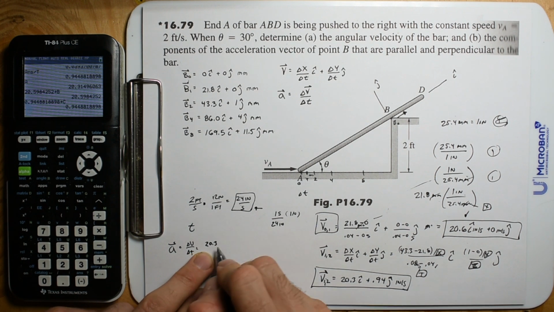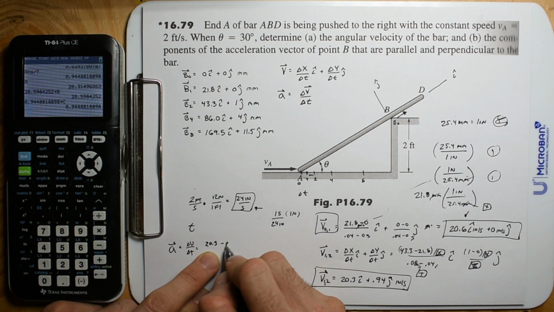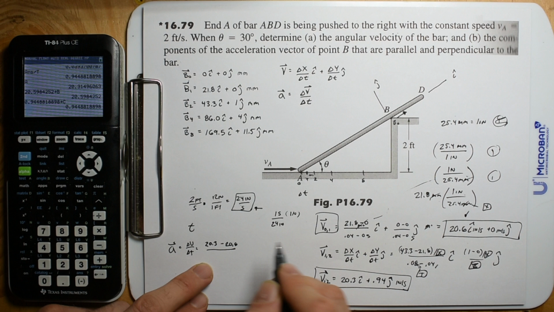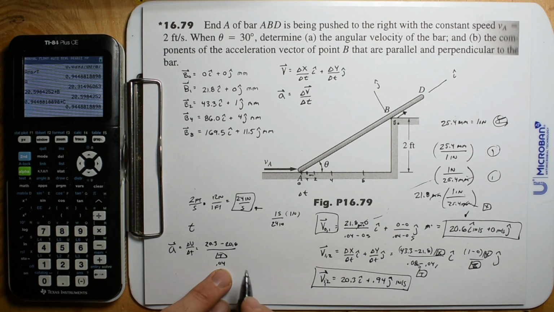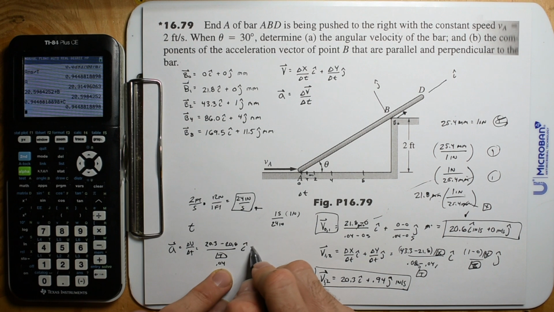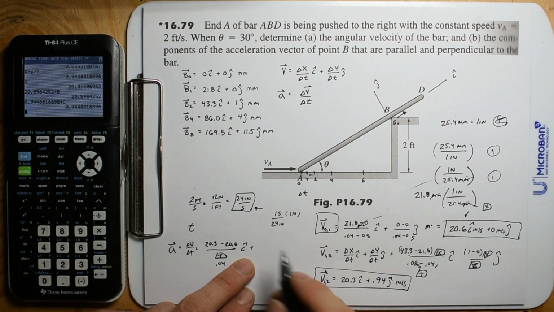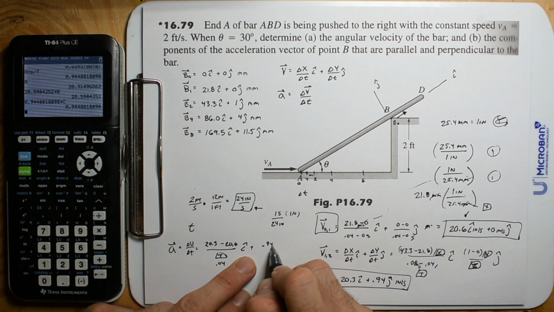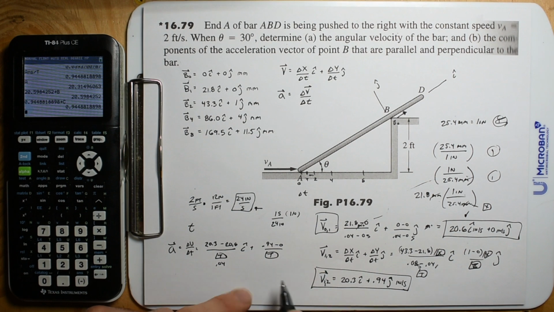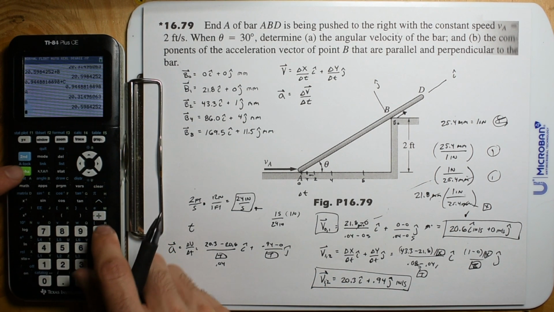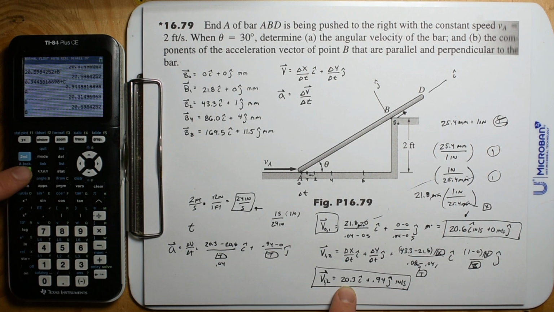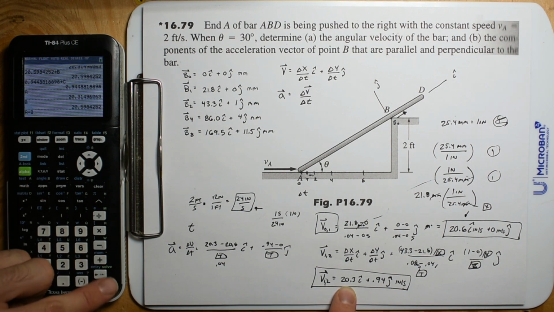So we have 20.3 minus 20.6. Now the change in time is still just that alpha t of 0.04 that we've calculated. And this is going to be in the i hat. This one is going to be 0.94 minus 0, and then that alpha t, j hat. And alpha A, alpha B. So we're going to have alpha A minus alpha B.